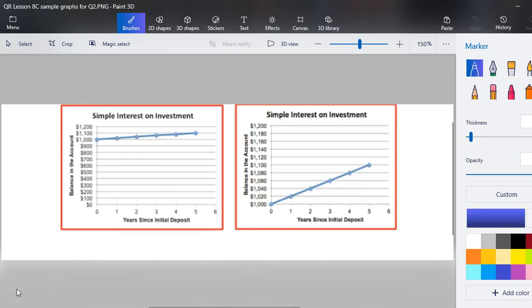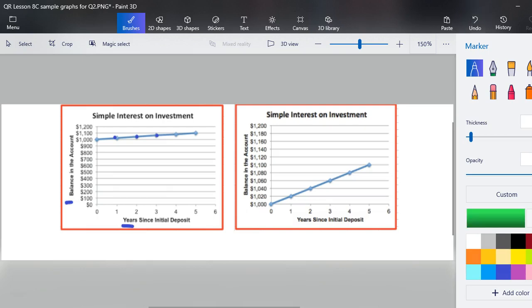Here are a couple of nice looking graphs compared to my scratching just a while ago. Looking at this one, there's a nice title, Simple Interest on Investment, though I made that not readable. And then on the side, it talks about the balance, and that's not readable either. But there's a balance, and then you have the years since the initial deposit. And everything starting at 1,000, it's going up to 1,020, 1,040, 1,060. This is a great graph.